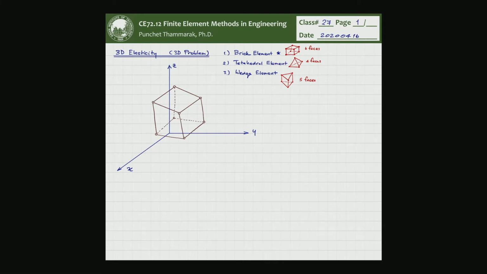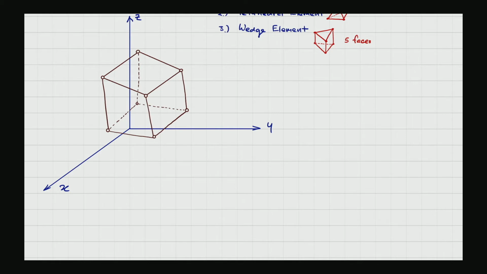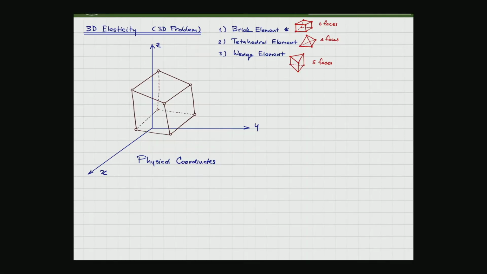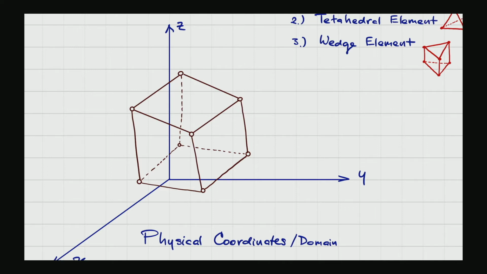But then we focus on the brick element, so there will be a mapping going on from the physical coordinates. Again, I think terminologies like this should be familiar to your ears by the end of the class. So the physical coordinates, or physical domain, we need to map into the numerical domain or computational domain, because we do not want to conduct the integration with respect to the variables x, y, and z. We will have the node numbering like this. So node numbering is going on.